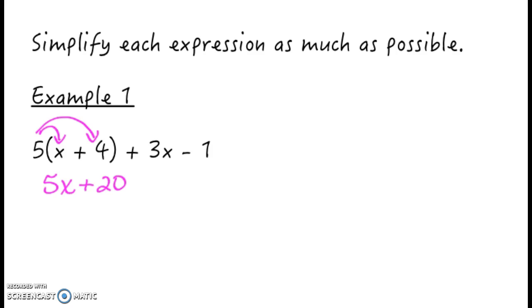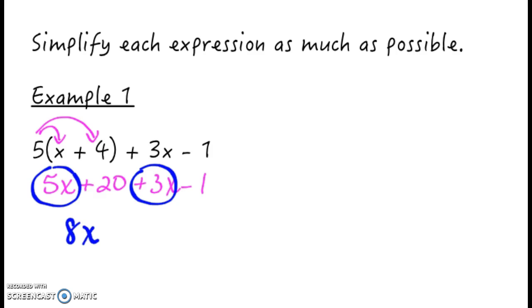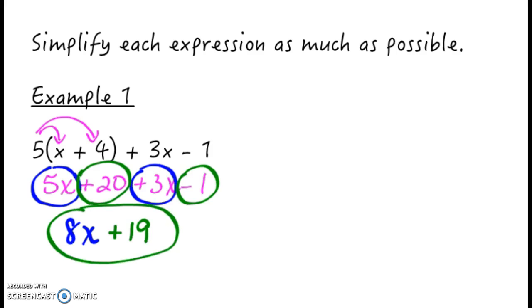The other terms are not inside parentheses, so I'd like you to bring them down. Plus 3x minus 1, just like that. Then I'm going to look at some like terms and see if I can combine them, just like we did in the last lesson. So here I've got a 5x, and here I've got a positive 3x, so that combines to 8x. If I look at the next, I've got a positive 20 here and a minus 1. So 20 and negative 1 is plus 19. 8x and 19 are not like terms, so 8x plus 19 is my final simplified answer.